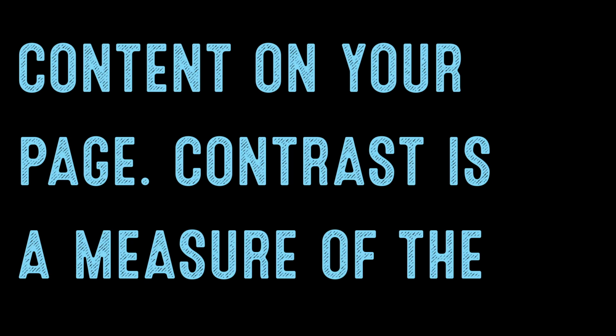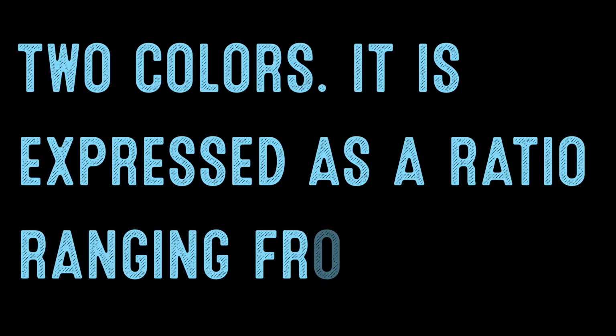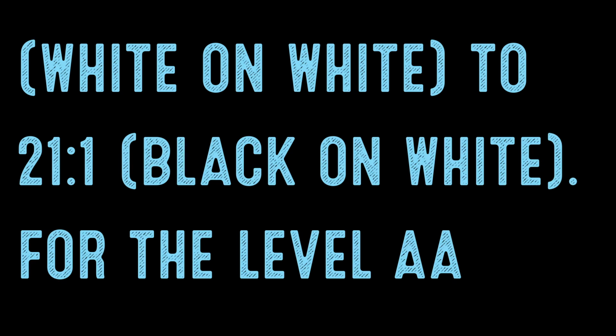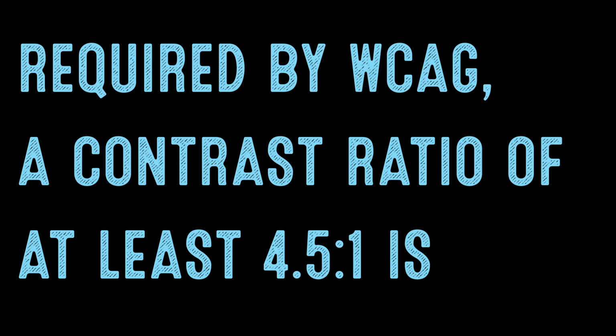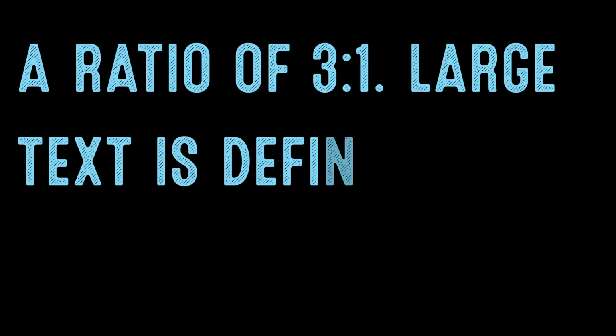Contrast is a measure of the difference between the luminance or brightness between two colors. It is expressed as a ratio ranging from 1:1, or white on white, to 21:1, or black on white. For the level AA required by the WCAG, a contrast ratio of at least 4.5:1 is desired, except for large text and graphics, which need a ratio of 3:1.